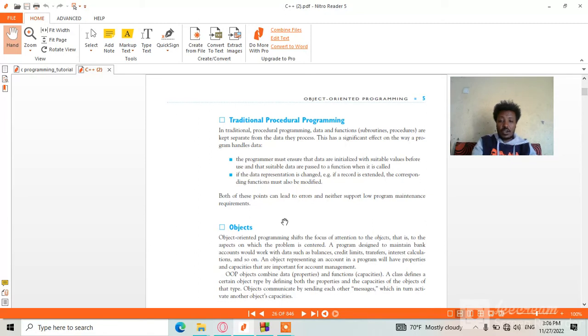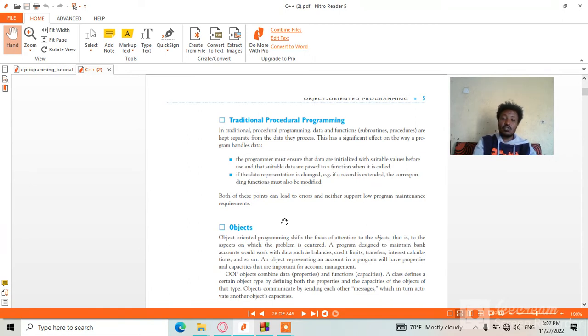We can define objects in a short way and in a precise way. The first: in our programming, object-oriented programming shifts the focus of attention to the object. That is the aspect on which the program is centered, on which the problem is centered. You may have two aspects. What type of aspects? The first aspect is that on which the problem is centered.